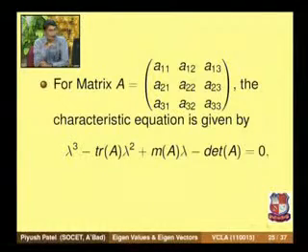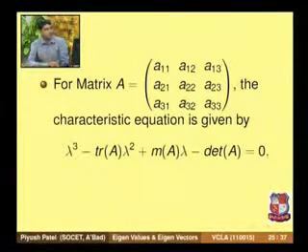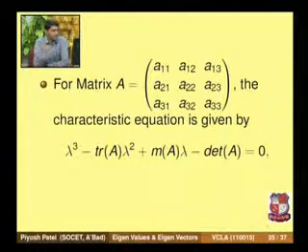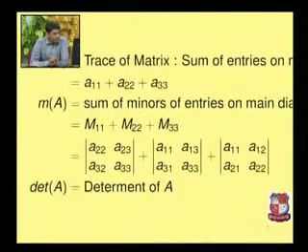So lambda cube minus trace of A lambda squared plus m of A lambda minus determinant of A is equal to 0. Here the m of A is a new term. This is the characteristic equation for the case of 3 by 3 matrices, where, as we know, trace is the sum of the entries on the main diagonal, that is here in our case A11 plus A22 plus A33, right?